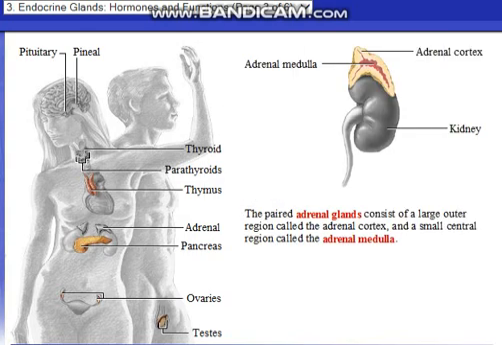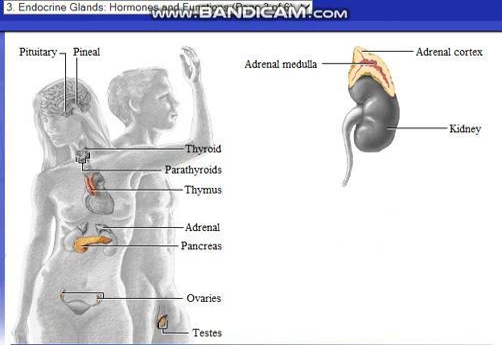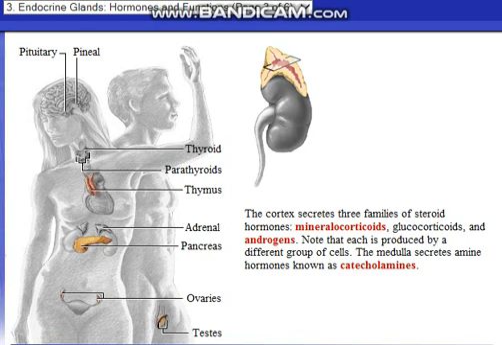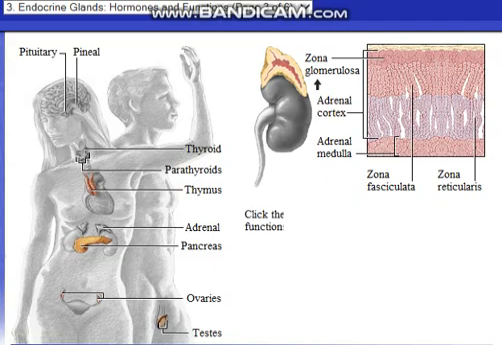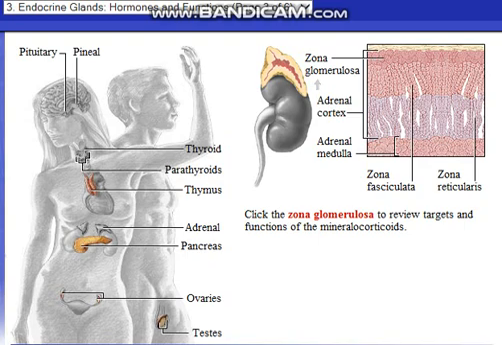The paired adrenal glands consist of a large outer region called the adrenal cortex and a small central region called the adrenal medulla. The cortex secretes 3 families of steroid hormones: mineralocorticoids, glucocorticoids, and androgens. Note that each is produced by a different group of cells. The medulla secretes amine hormones known as catecholamines. Click the zona glomerulosa to review targets and functions of the mineralocorticoids.